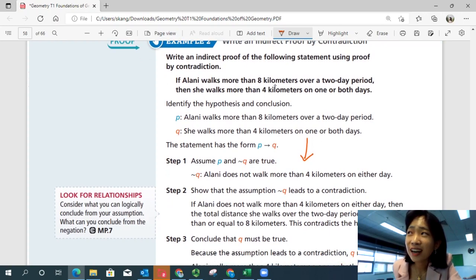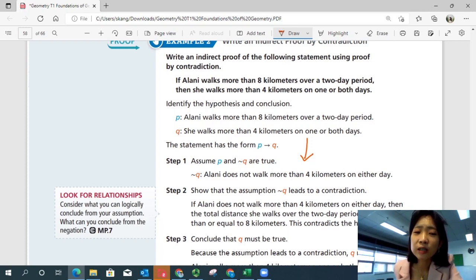So if Eleni walks more than 8 kilometers over a 2-day period, then does that mean she doesn't walk more than 4 kilometers on either day? Is there a way that she doesn't walk more than 4 kilometers on either day? If she doesn't, there is no way the total distance she walks over the 2-day period is more than 8 kilometers. It should be less than or equal to 8 kilometers, right? So this contradicts the hypothesis P. And now we can conclude that Q must be true.